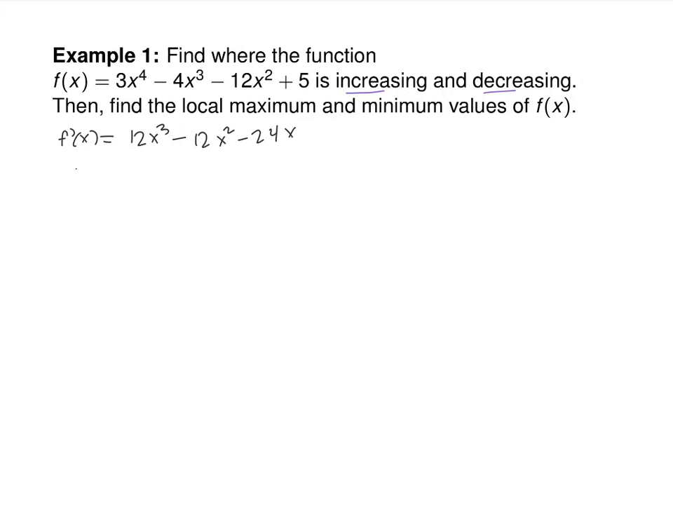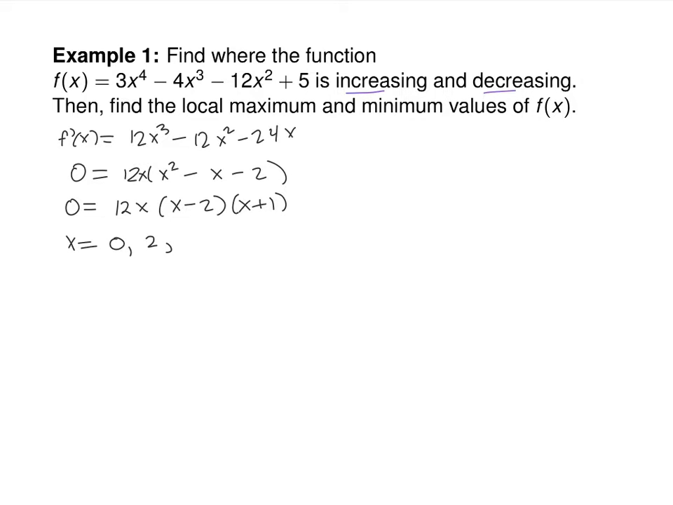So first, set it equal to 0. Can you pull a 12 out of that? You can pull out an x, yes. So 12x times x squared minus x minus 2. And then how does this stuff factor? Yep. And so the zeros are 0, 2, and -1.